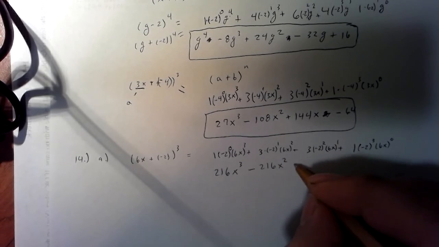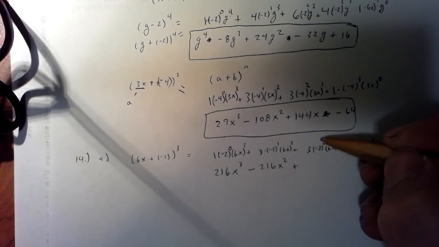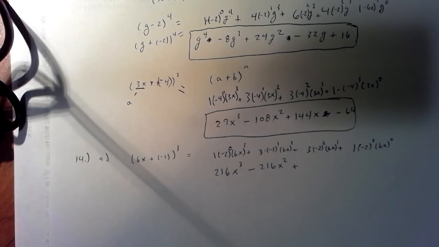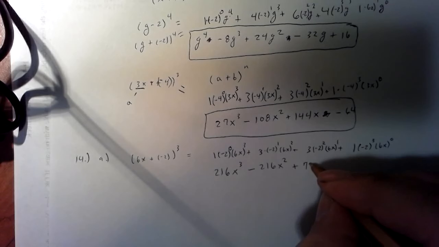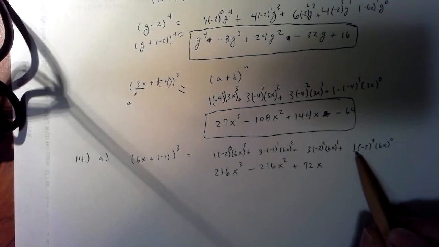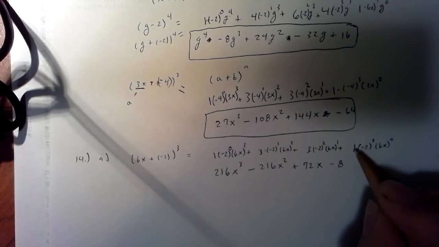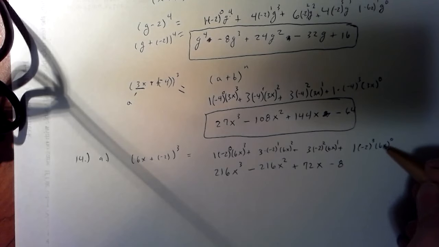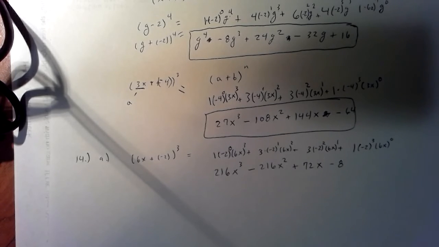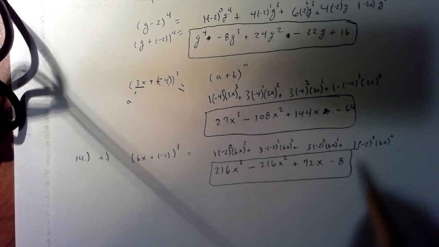And then over here we have plus, and then this is negative 2 squared, which is 4, times 3 is 12, and 12 times 6 is 72. Yeah. So this is 72x. And then finally over here, this is negative 2 cubed is negative 8 times 1 is negative 8, and then this is just 1, right? Because 6x to the power of 0, all of it goes away. It's just 1. So then you have this guy. And we're done with that one.